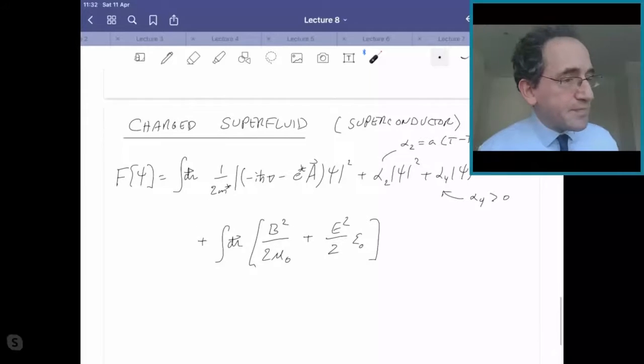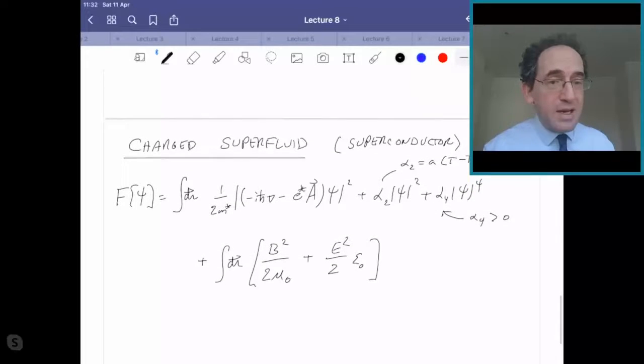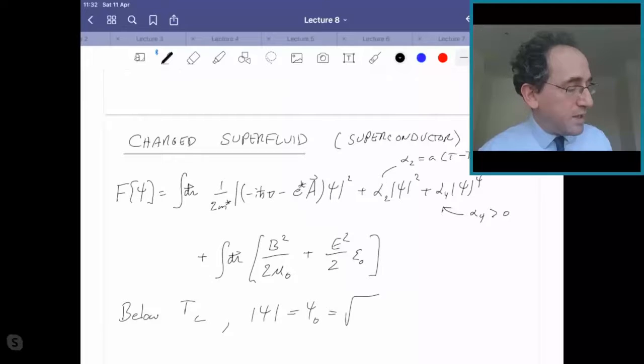Again, analogous to the case of the neutral superfluid, below Tc, the absolute value of psi is going to be psi naught, which is the square root of alpha 2 over 2 alpha 4, exactly as we had before, which we'll call the superfluid density.